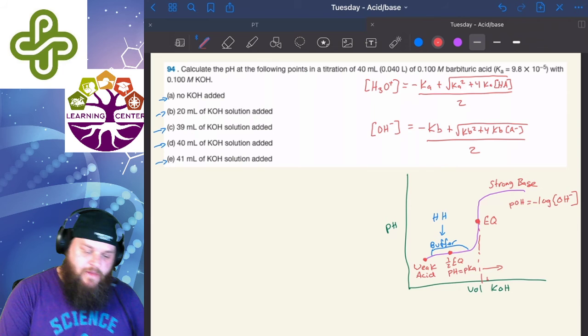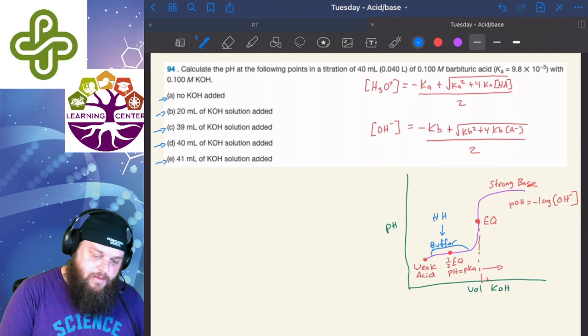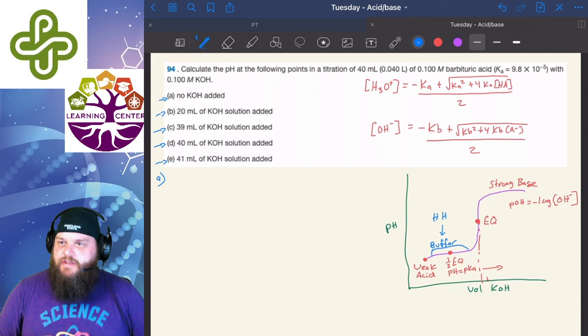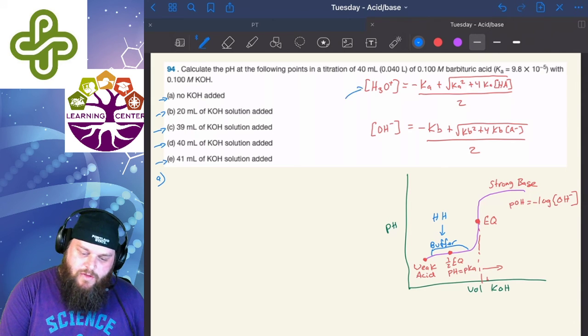So we're going to run through and do that for these quick things, and then we'll be done for today. The initial one is when no KOH is added, so we're going to be using this quadratic for the weak acid.